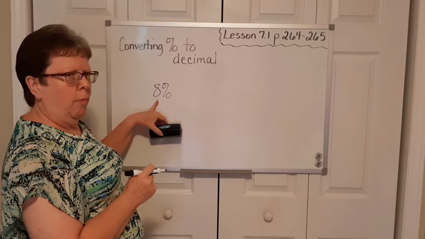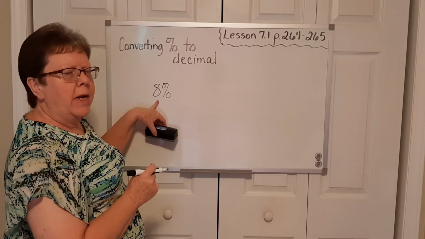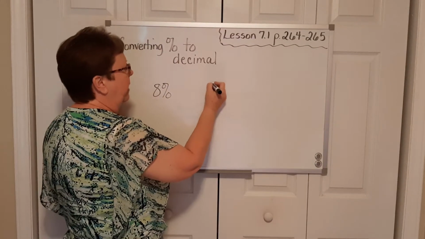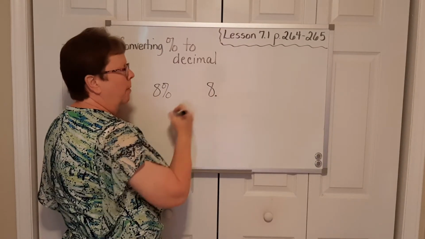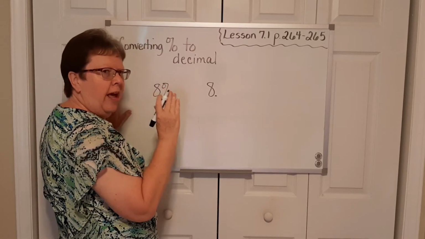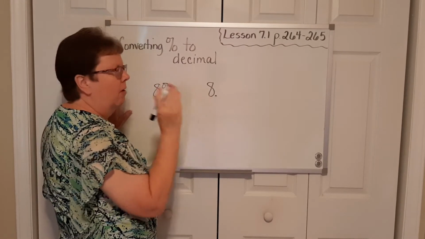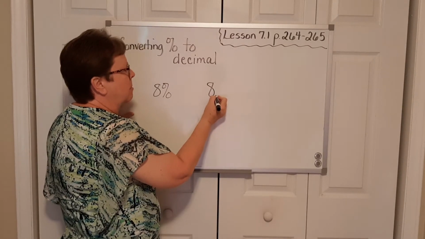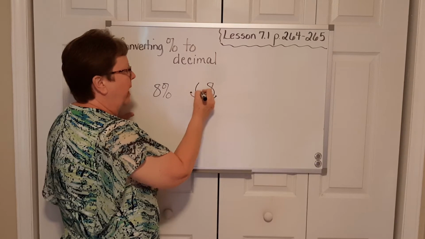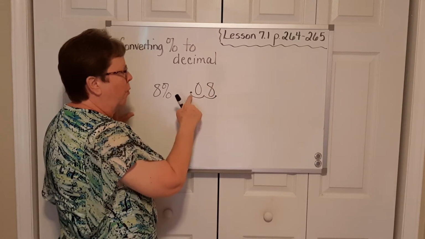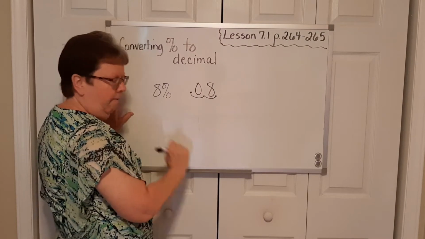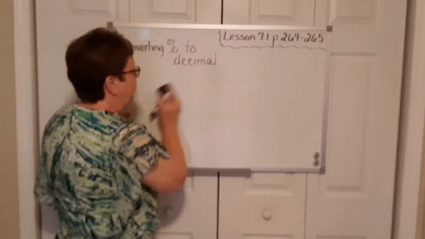Now, 8's a whole number, and we don't write decimal points in whole numbers. But if we did, it would be after the whole number, correct? And to change that whole number to a decimal, all you do is move it 2 places to the left and put your decimal point. Here we have to add a 0. So it would be 0.08. That would be the decimal for 8%. All right, let me do another one.